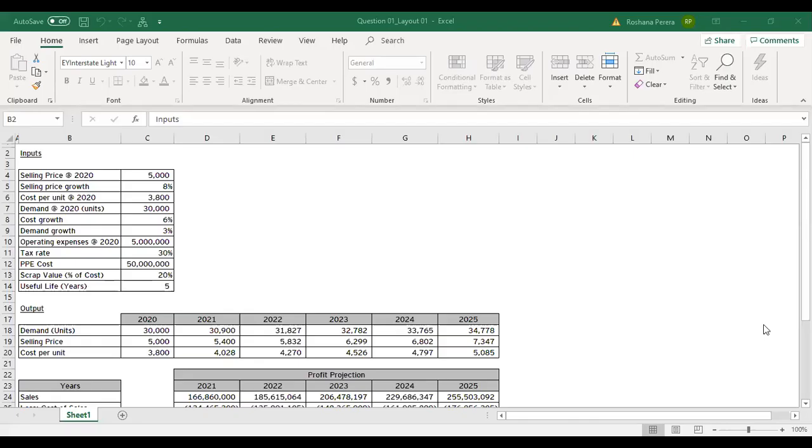Single sheet layout, where the input and output are both in one particular worksheet. Can anyone share your answer, please? Then we can discuss how you created it, what problems you faced in developing that particular model, and what is the suitable way of protecting it. Yes, so here we have it.